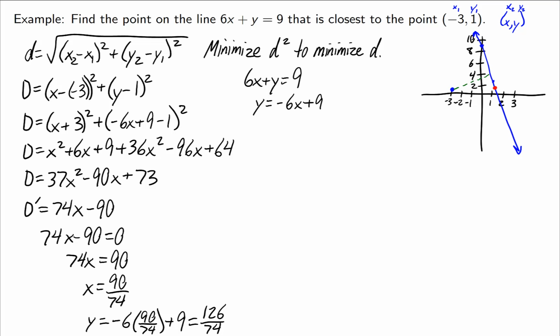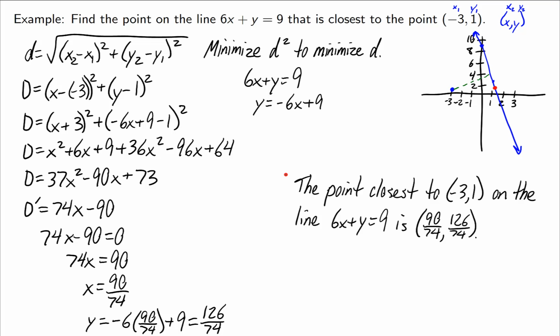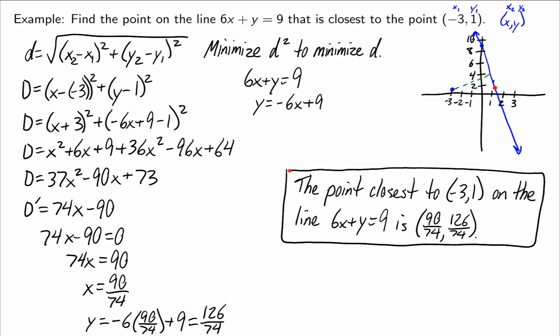Finally, to write our sentence, the point closest to -3, 1 on the line 6x plus y equals 9 is 90 over 74, 126 over 74.